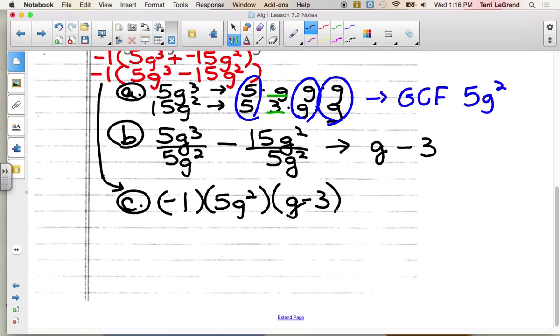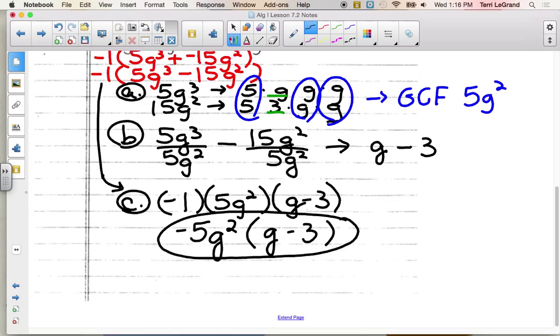Now we're going to clean that up a little bit. We're going to take that -1 times that 5g squared. So our final answer is going to be -5g squared times g minus 3. There's our factored form. Now, if we hadn't taken that -1 out, it would have made it trickier. That's why I went over it. It usually helps. Question?